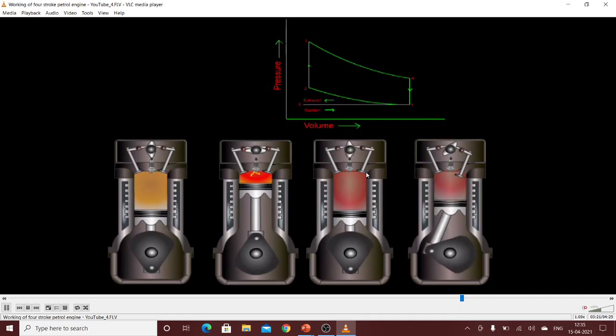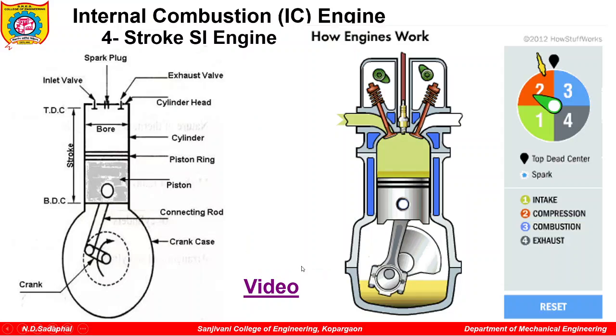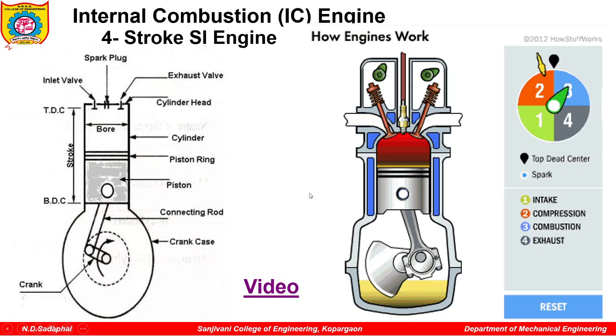Both valves remain closed. In the last stroke, due to burning of fuel, flue gases are generated, and those flue gases leave the cylinder from the exhaust valve to the outside. So here the inlet valve remains closed, the outlet valve is open, and the piston is moving from BDC to TDC. So this is how the SI engine works.